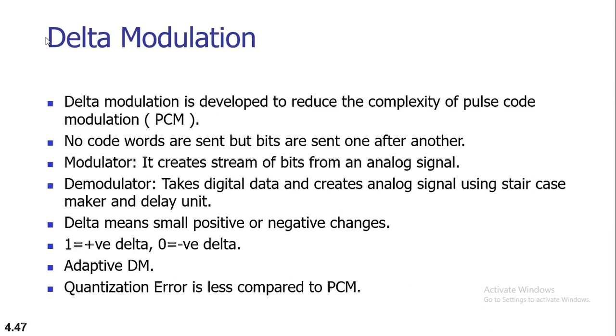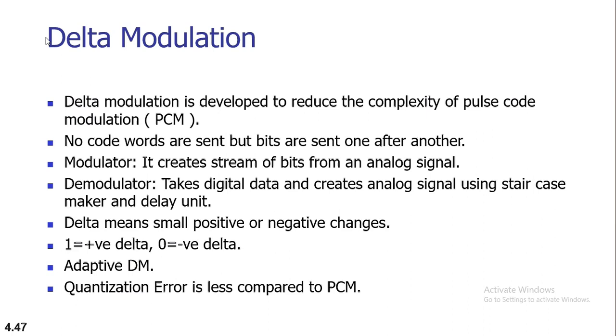Now, the reason that we have come to delta modulation is that for converting your analog signal to digital data, people used to have pulse code modulation, but the complexity associated with pulse code modulation is very high. So to overcome that, we have delta modulation for converting your analog signal to digital signal.